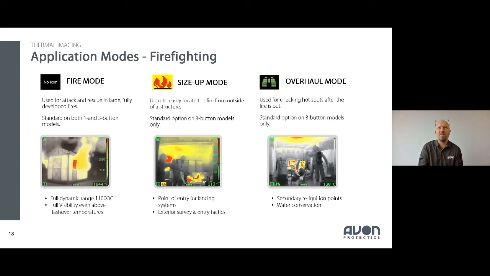The middle mode, the size up mode. So what we do here is we deliberately limit the dynamic range. What we're looking to do with that image there is, usually from outside a scene, from outside a structural fire, make sure that we're sizing up the mode correctly, and then in overhaul after a scene, we'd like to check the fire for secondary reignition points.